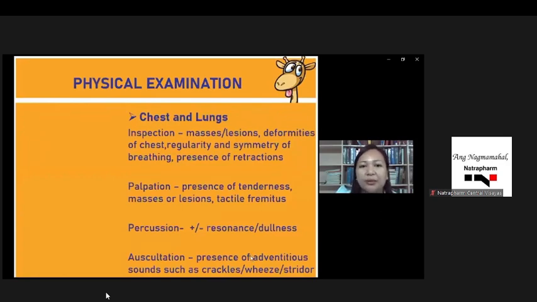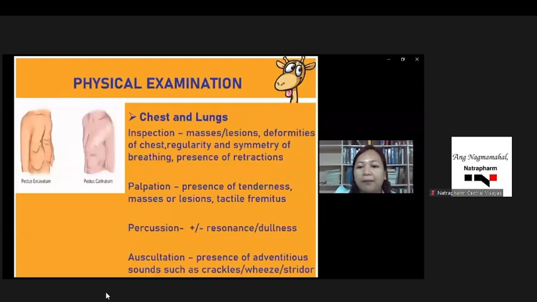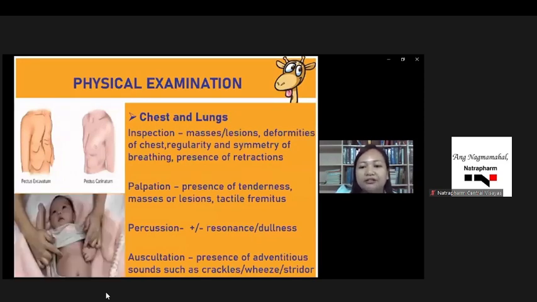So, for the examination of the chest and lungs, note the symmetry of the chest. Asymmetric expansion may be seen with pneumothorax or diaphragmatic paralysis. Also, note the presence of abnormal shape, such as pectus excavatum or pectus carinatum. So, we should inspect the thorax for the color, respiration, type of breathing, presence of retraction.